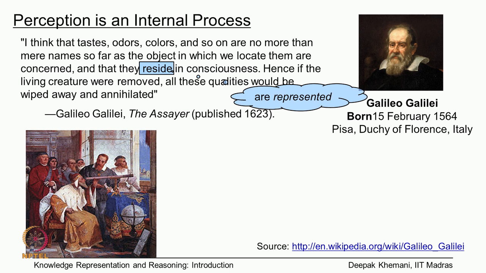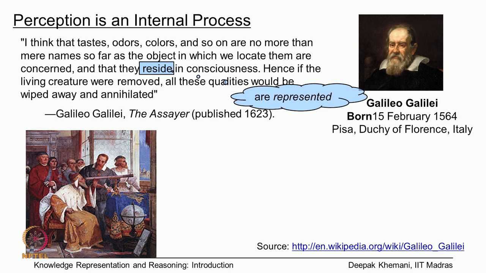Okay, so more on representation. Here we have a picture of Galileo, which I have also taken from Wikipedia, with his telescope. He was very well known for his telescope, but what we are thinking about here is that he is talking about things like taste, odor, colors and such things, which are related to perception. We smell flowers, we taste food, we see colors.